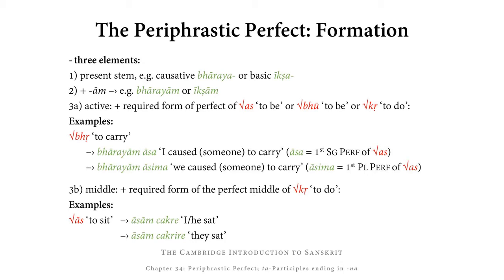If, on the other hand, we want to form a middle periphrastic perfect, let's look at two examples involving the root as, meaning to sit. From as, we get the form asam, and that we then combine with the required form of the perfect middle of kr. So, for example, we might get asam chakri, I sat, with the first singular perfect middle chakri, or asam chakrire, they sat, with the third plural perfect middle of kr, namely chakrire.